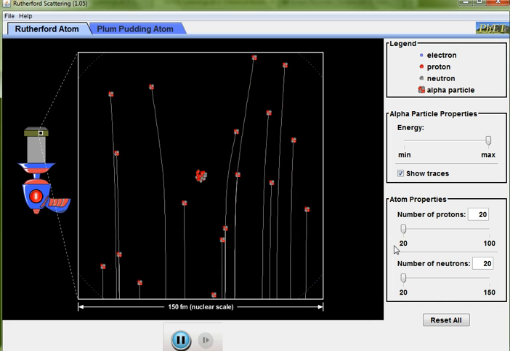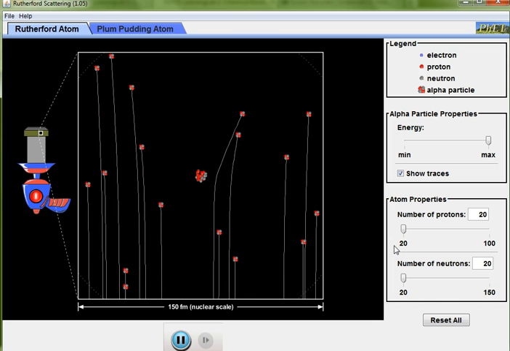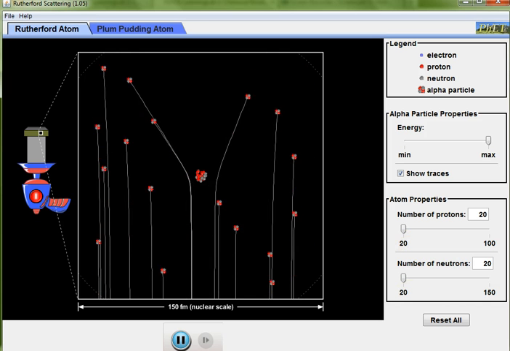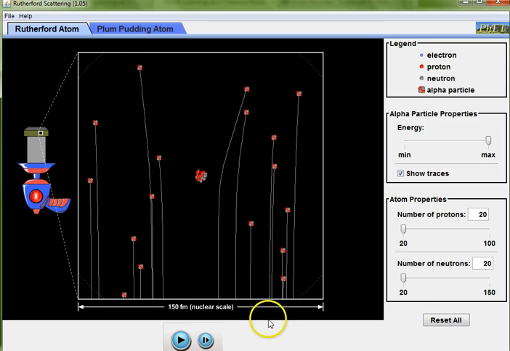Is this clear? Are Rutherford's model and the plum pudding model, both of them, clear?